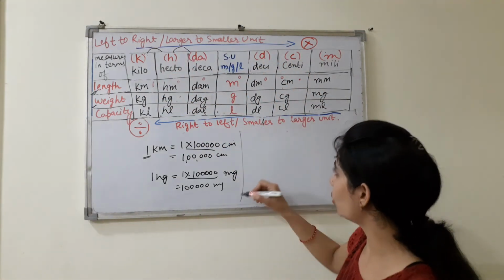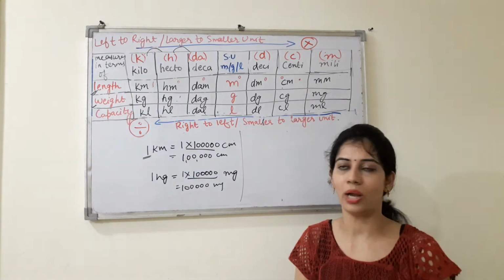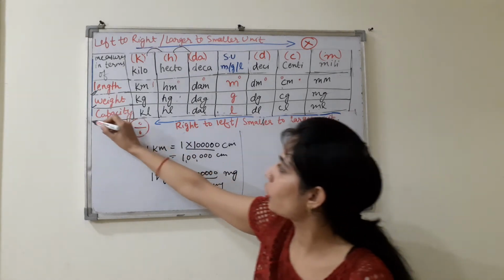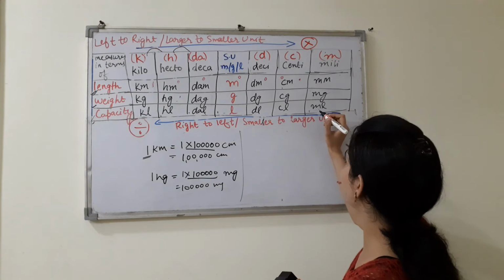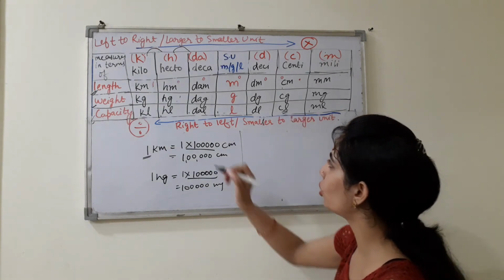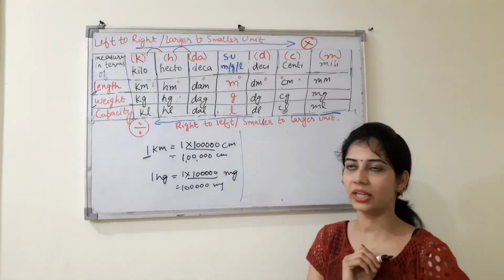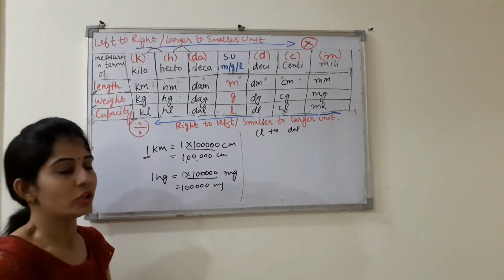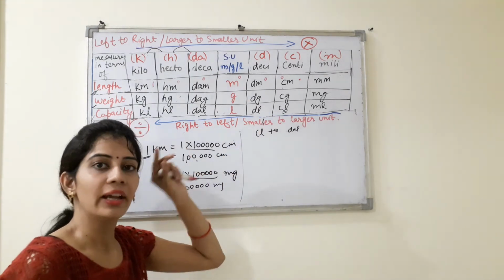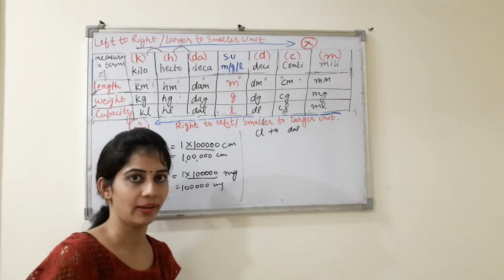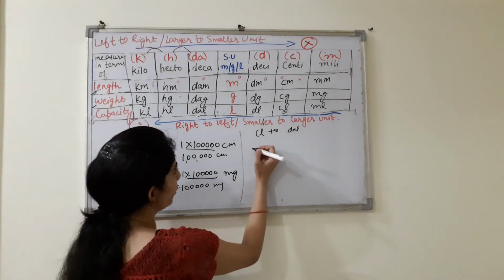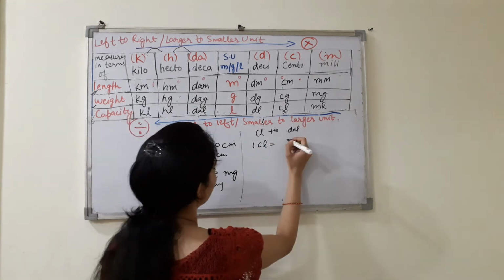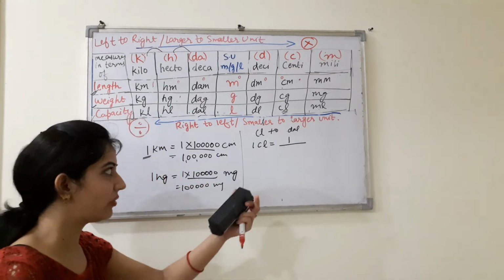So now we will do how to convert a smaller unit into a larger unit, right? Suppose I want to convert, I'm talking about capacity here. I want to convert centiliter into decaliter, suppose. Okay? I want to convert centiliter to decaliter. Right? So see, centiliter is smaller than decaliter. It means here we have to divide. Now what do we divide by? See, we simply want to convert 1 centiliter. So we have to divide, we will divide with 1.